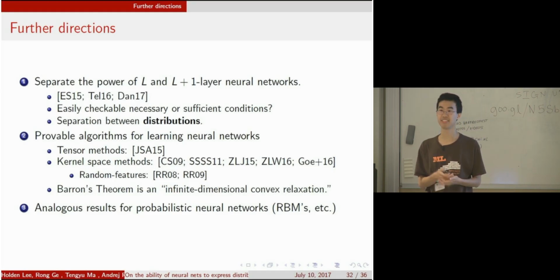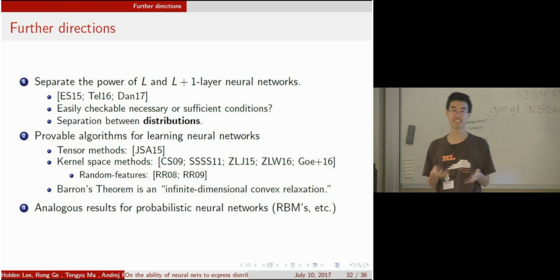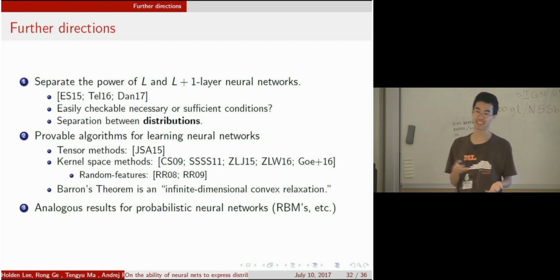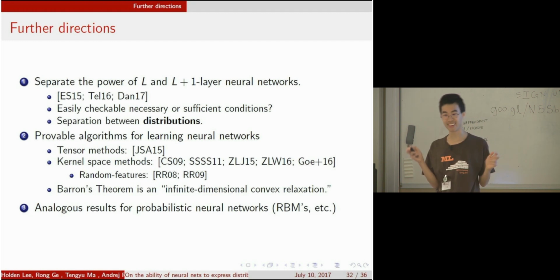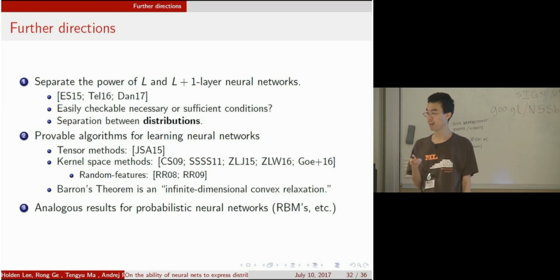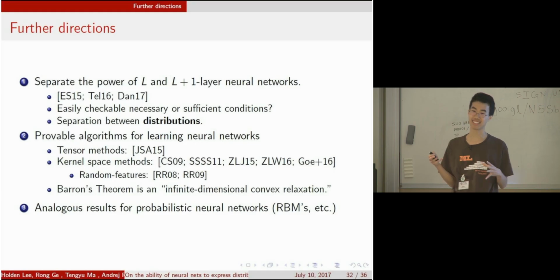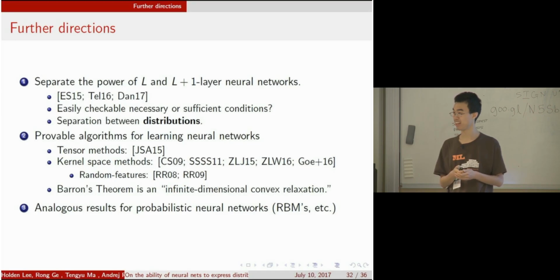Second, I'm interested in provable algorithms for learning neural networks. People have used tensor methods and kernel space methods. And in some sense, the kernel space methods can be thought of as inspired by Barron's theorem. Just instead of using an L1 norm, you have an L2 norm instead, which covers a slightly different set of functions. One can also think about Barron's theorem as giving a convex relaxation, but in this infinite dimensional space of functions. Is there some way that we could take advantage of that?